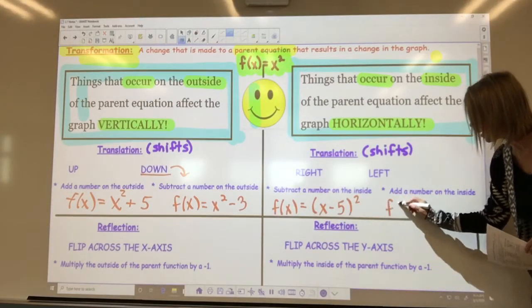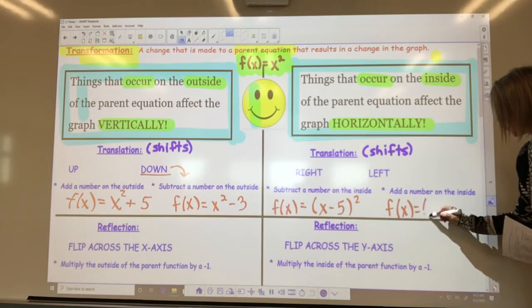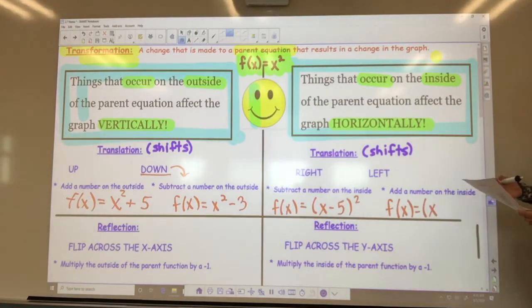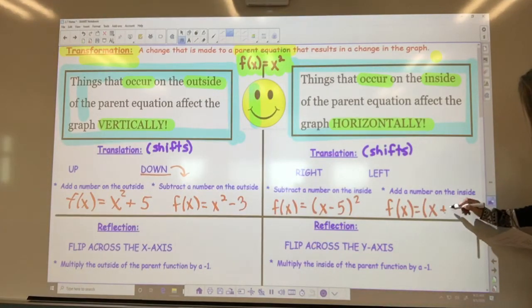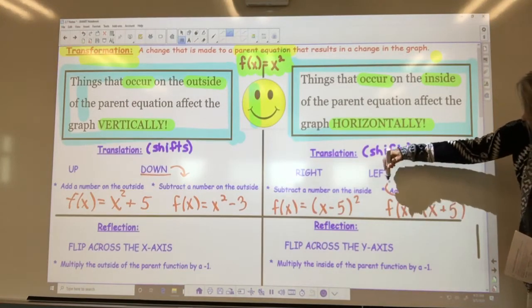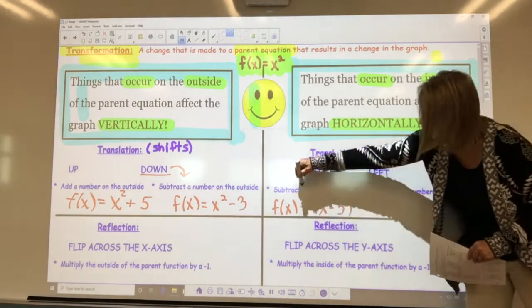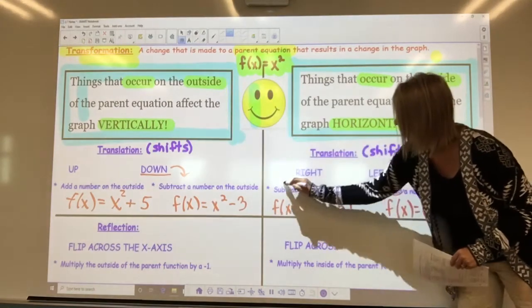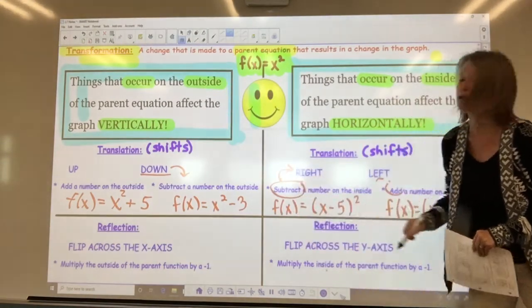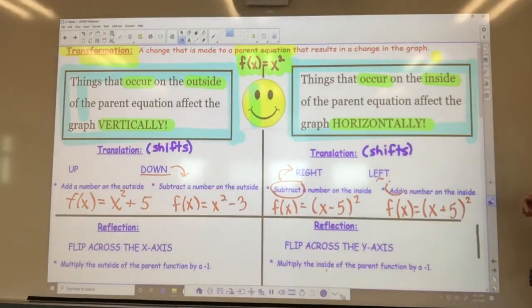And I'll just give you an example that you can write down here for going to the left. Let's just do x plus 5. When you add 5, adding is going to make it go to the left, and subtracting is going to make it go to the right. Let's try that on the calculator just so that we can see that here.